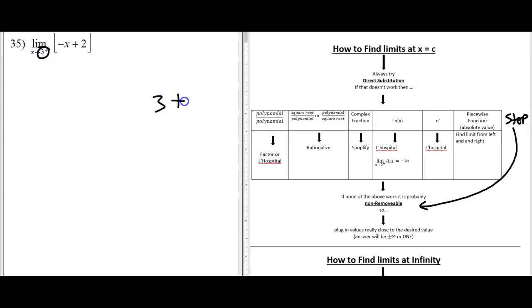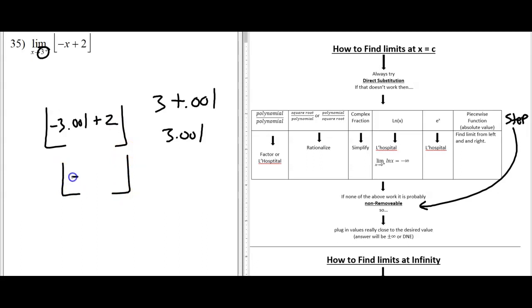So I'm going to take my 3 and add 0.001 to it, which gives me 3.001. And that's what I'm going to plug in here to this little equation. And that's going to give me -1.001. And remember, what does the step function do? It rounds your function to the greatest integer that is less than this one. So the greatest integer that's less than this would be -2. And so that limit would be -2 from the right.